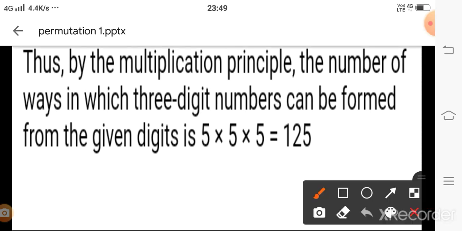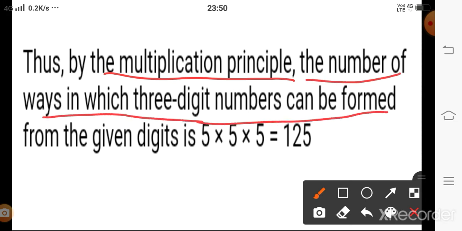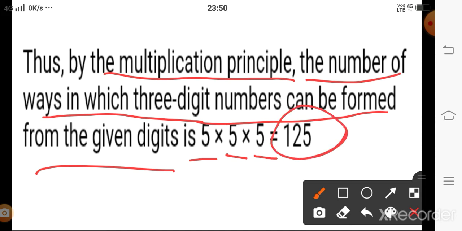If the repetition is allowed, then by the multiplication principle, the number of ways in which a 3-digit number can be formed from the given digits is: in the first place we are able to write any number out of those 5 numbers. Same for the second and same for the third, because the repetition is allowed. It means that the same number may occur in any of the 3 places, and the product of these we are getting as 125.